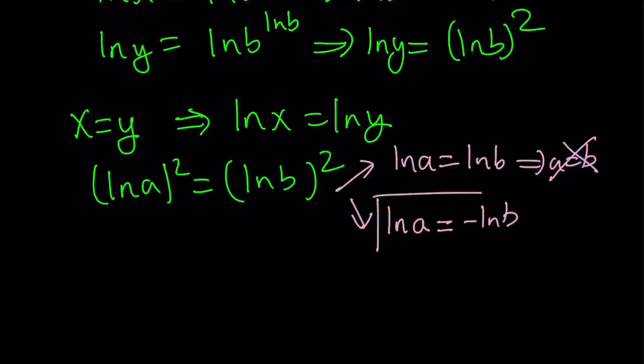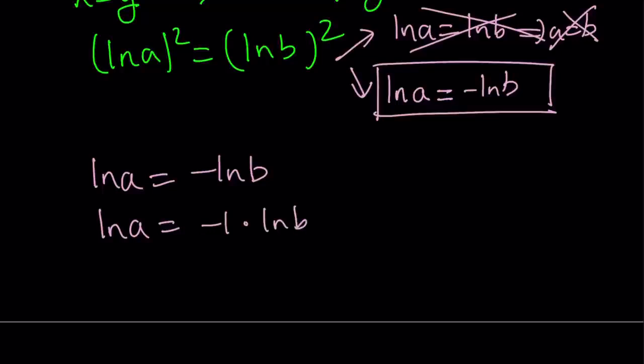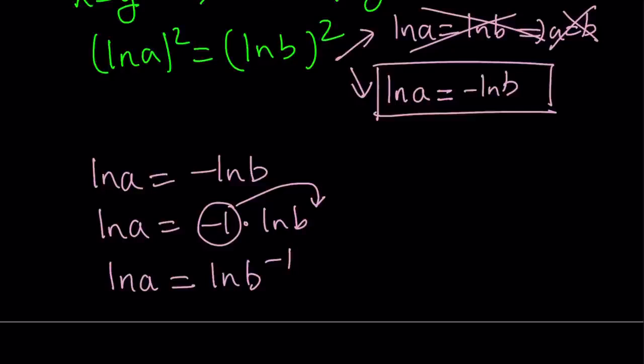Okay, now so we're going to go with this because that's the only thing we have. This one is gone. So this is kind of interesting, don't you think? ln a is equal to negative ln b. Let's go ahead and explore further. So ln a is equal to negative ln b. What is that supposed to be? So we can write this negative as negative 1 times ln b. And obviously we can just move this over here, make it a power. And this is the power property of logarithms. We can write this as ln b to the power negative 1. But b to the power negative 1 just means 1 over b. Make sense? ln 1 over b.